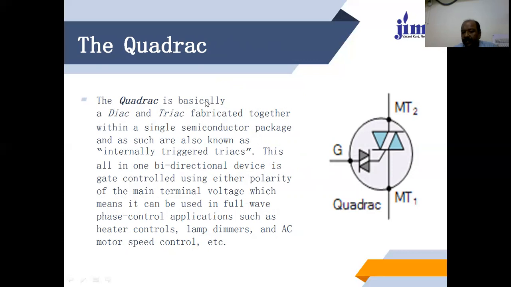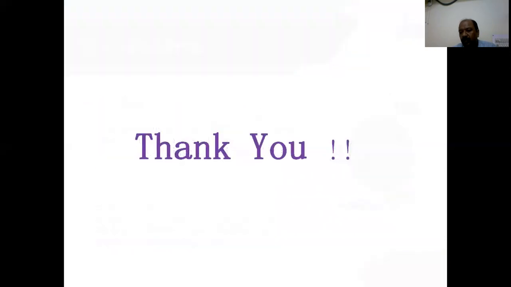A quadrac is basically a diac and triac fabricated together within a single semiconductor package, and as such is also known as an internally triggered triac. This all-in-one bidirectional device is gate controlled using either polarity of the main terminal voltage, which means it can be used in full wave phase control applications such as heater controls, lamp dimmers, and AC motor speed control, etc. So this will be the lecture on the difference between the diac and the triac, which will work as a controller device for us.